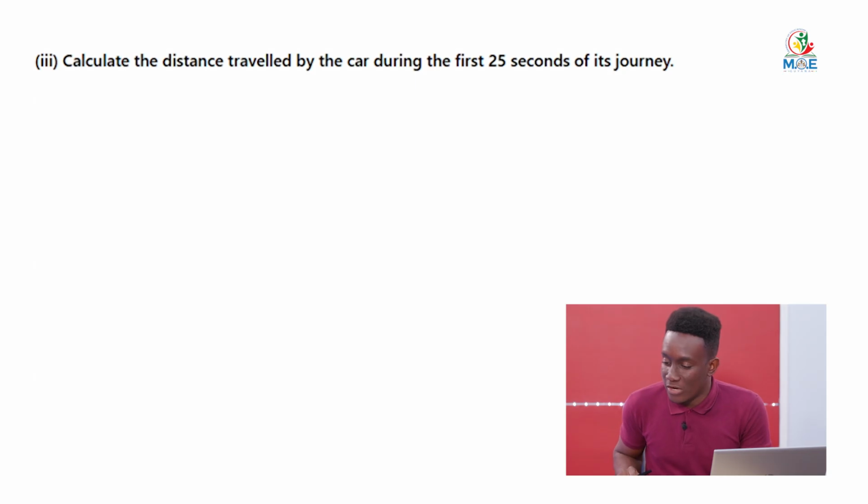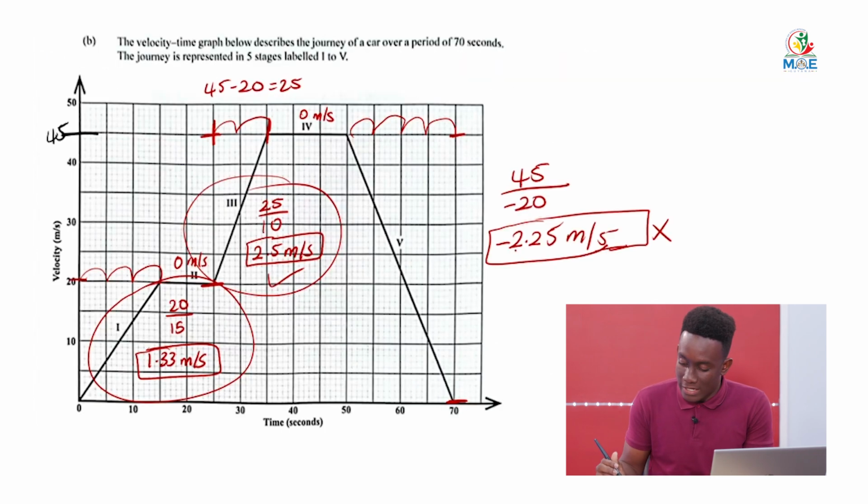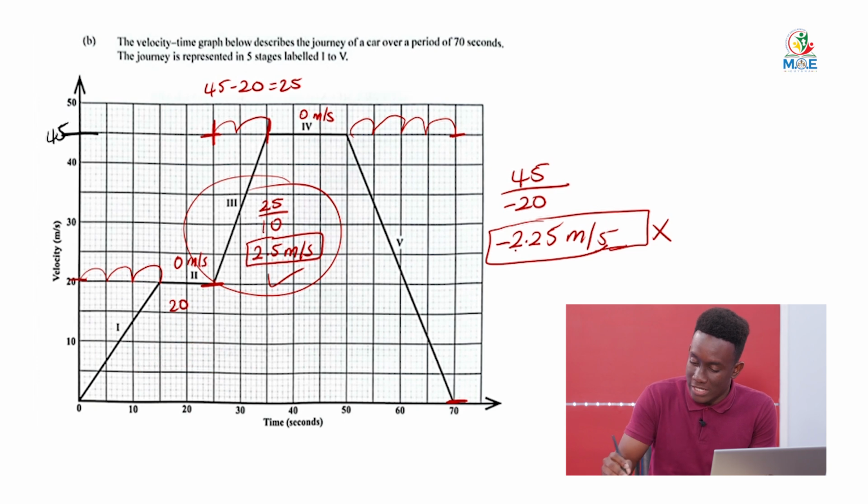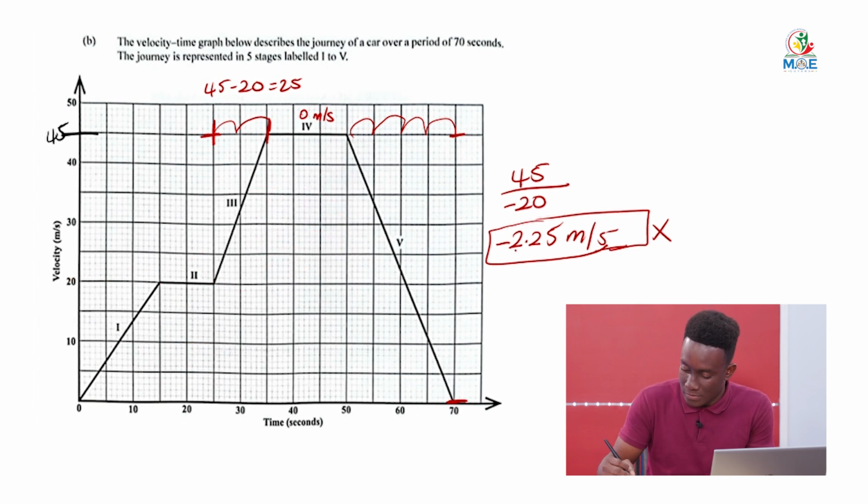Next question says, calculate the distance traveled by the car for the first 25 seconds of its journey. So you want to calculate the distance traveled for the first 25 seconds. So let me erase everything that is going on here in this diagram. So the first 25 seconds would be here to here. In order for us to calculate the distance, let me draw a line down, we find the area of the shape formed.